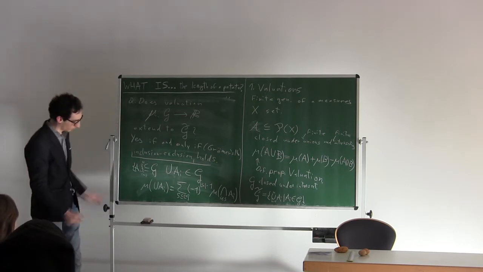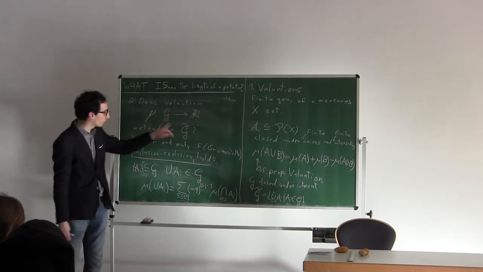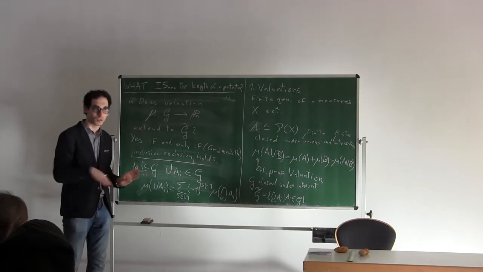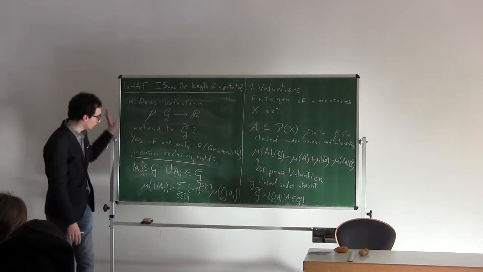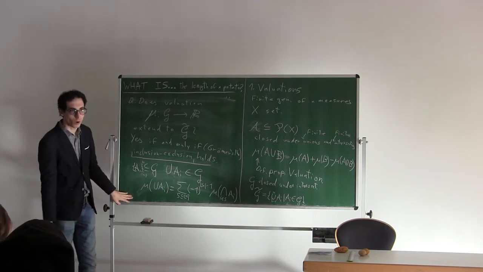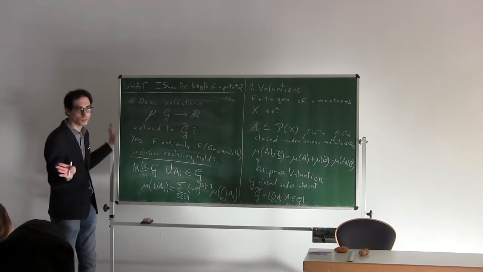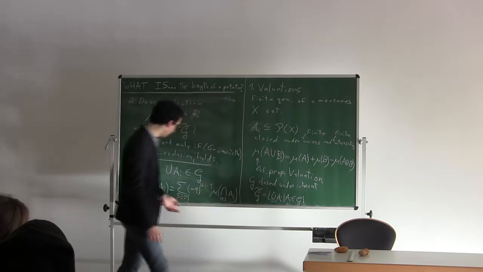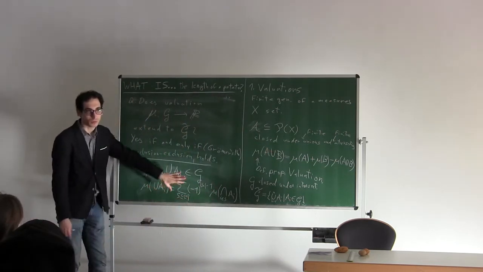But the important thing is that from now on we will be referring just to families that are closed under intersections without caring about the unions, because as long as this inclusion-exclusion property holds, you can extend it to unions, which is essentially this property generalized to arbitrary unions.